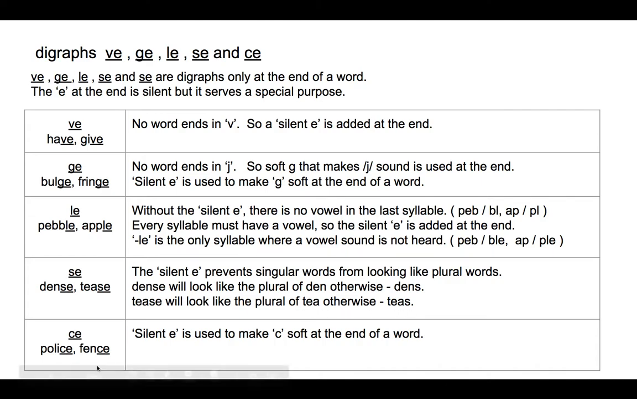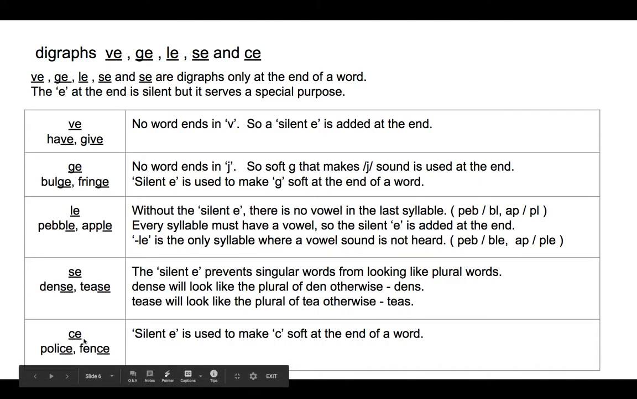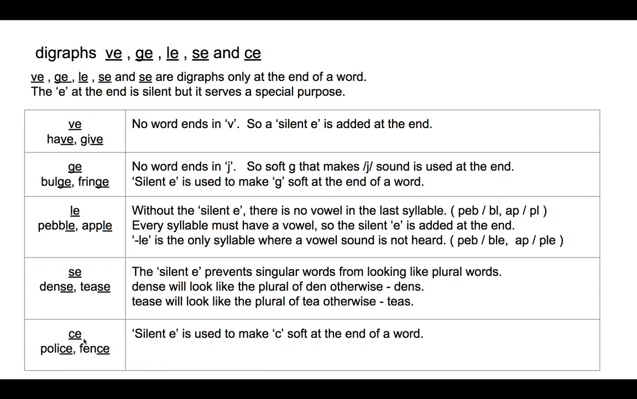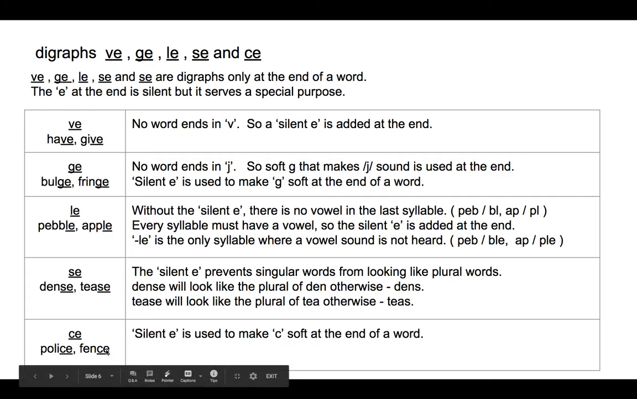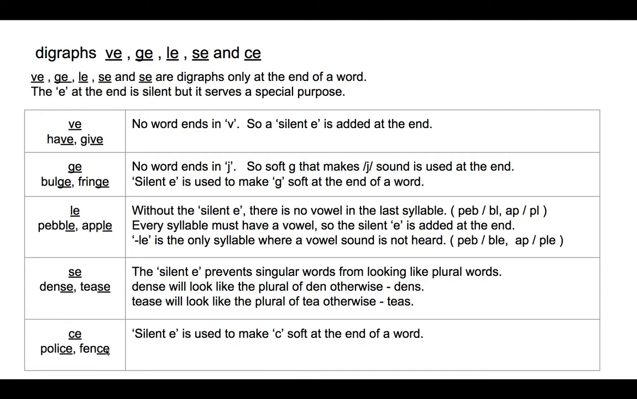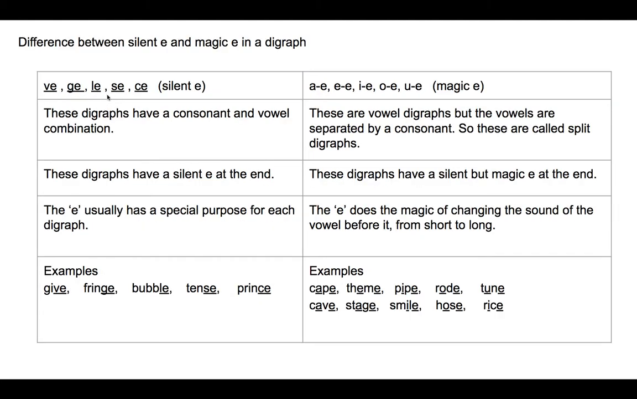Digraph CE makes the sound S at the end of the word, and the silent E is used to make C soft at the end of the word so that it sounds like the letter S instead of the letter K. Here we have the silent E digraphs, and here we have the magic E digraphs.